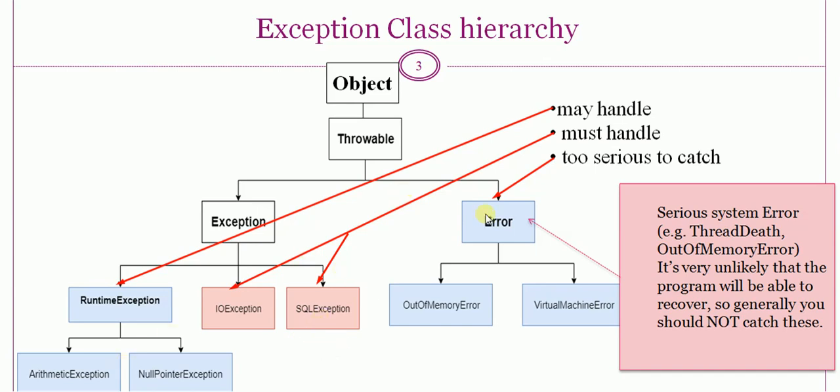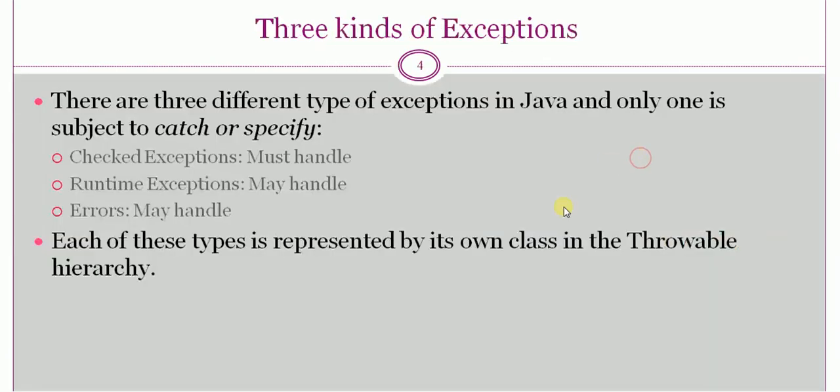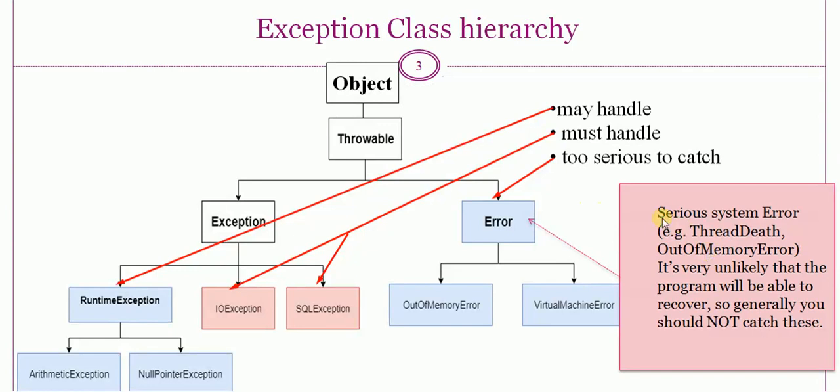Now, we have another thing, which is the error. Errors are too serious to catch, as you can see here. By error we mean serious system errors, like thread death, like out of memory error. This is unlikely to happen, and when it happens, you don't have much to do. So that's why we don't advise you to catch those errors, because they don't happen frequently, and even if you catch it, what can you do if you are out of memory? You cannot do anything. So we will not catch those errors.